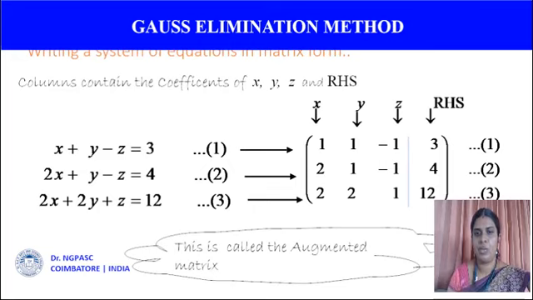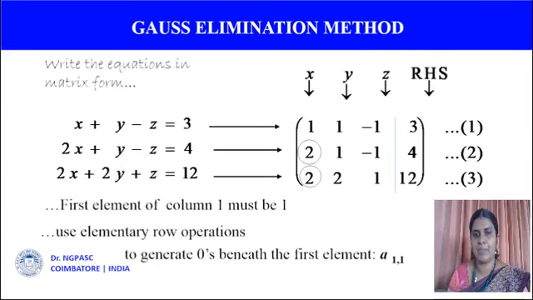So here the coefficient of x is 1, coefficient of y is 1, coefficient of z is minus 1, and the right hand side 3. Next equation: 2, 1, minus 1 and 4. The third equation, the coefficient of x is 2, the coefficient of y is 2, and the coefficient of z is 1, and the right hand side 12. So this complete matrix is known as the augmented matrix. Considering this augmented matrix, you have to reduce it to an upper triangular matrix.